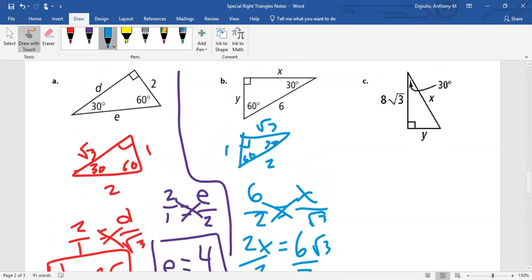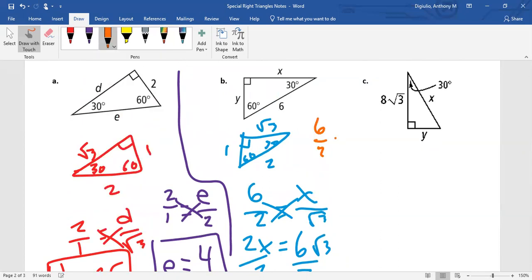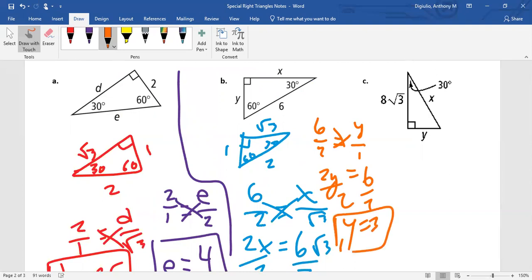Now that we've gotten that one, let's go back. I'm going to do orange, and we're going to do our next proportion. So again, using the same one we used before, 6 over 2 equals, and then we got the top triangle, y over 1. I can cross multiply. 2 times y is 2y equals 1 times 6 gives me 6. Divide by 2, I end up getting that y equals 3.